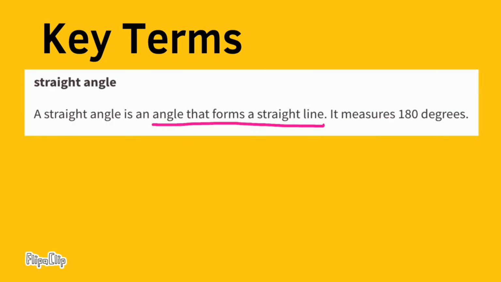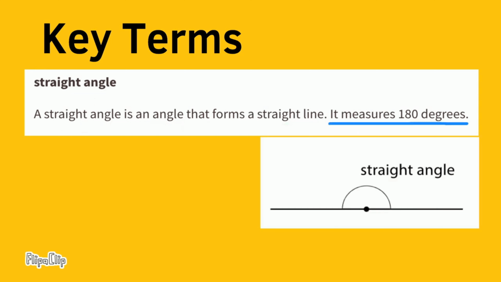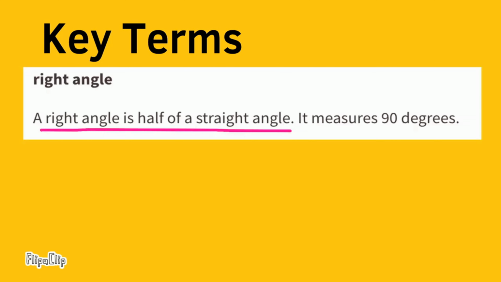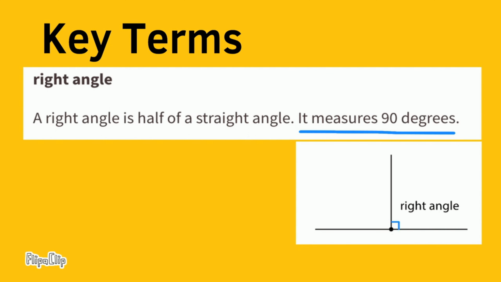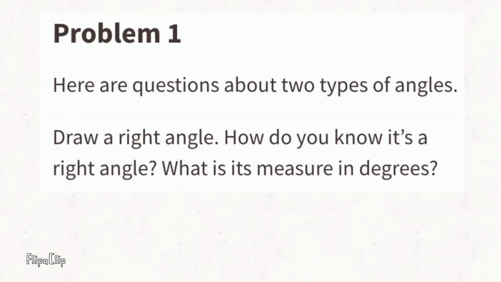Straight angle. A straight angle is an angle that forms a straight line. It measures 180 degrees. Right angle. A right angle is half of a straight angle. It measures 90 degrees. Problem number 1.